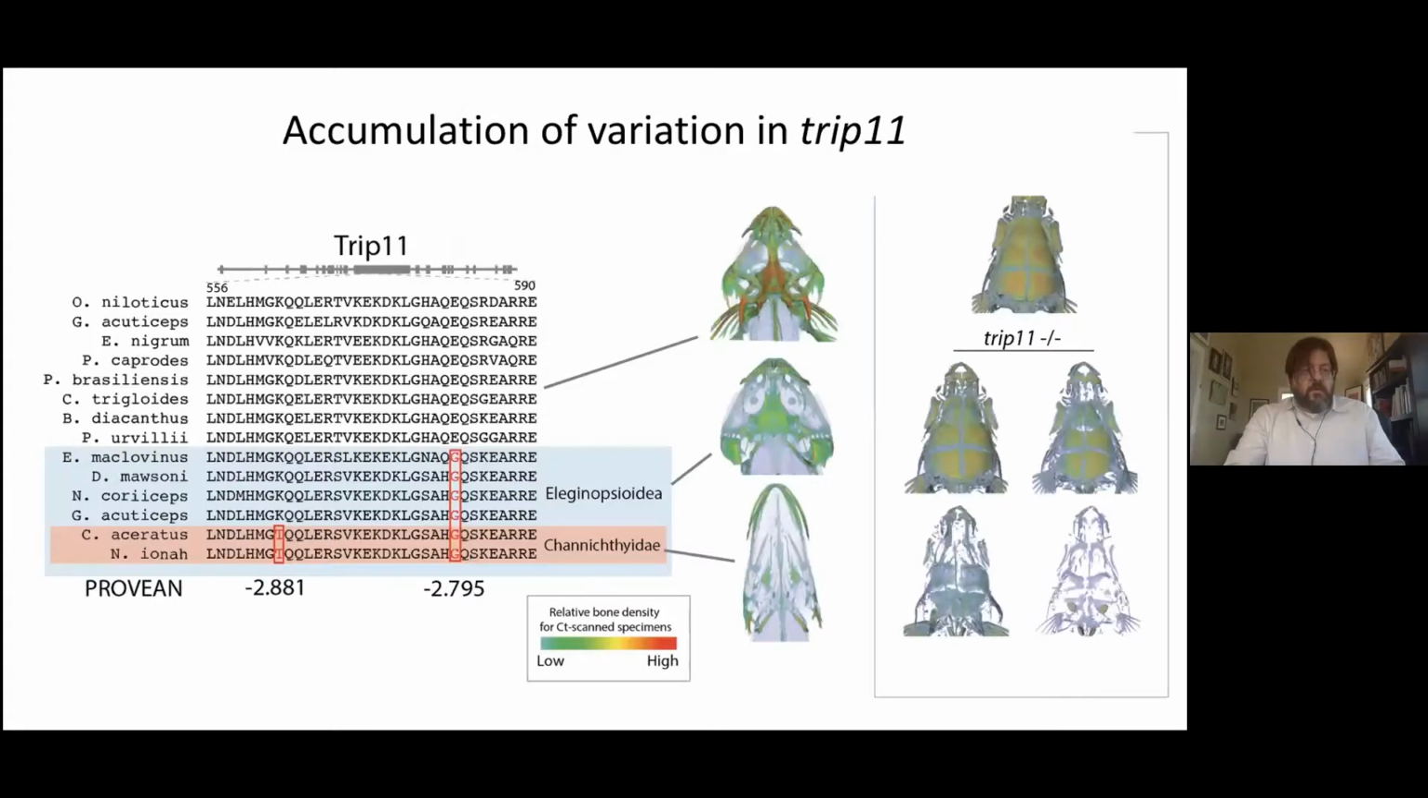When we looked at TRIP11, you can see a progressive accumulation of SNPs that are predicted to be protein function altering. This is a PROVEAN score here. They are progressive, and you can see accumulation of these SNPs over time. So it fits with the hypothesis that this particular gene is going to drift, and this tracks very nicely with the changes in skeletal density. When we make a model of this in zebrafish, a TRIP11 knockout, we see, in an incompletely penetrant manner, massive decreases in skeletal density in the mutant zebrafish.